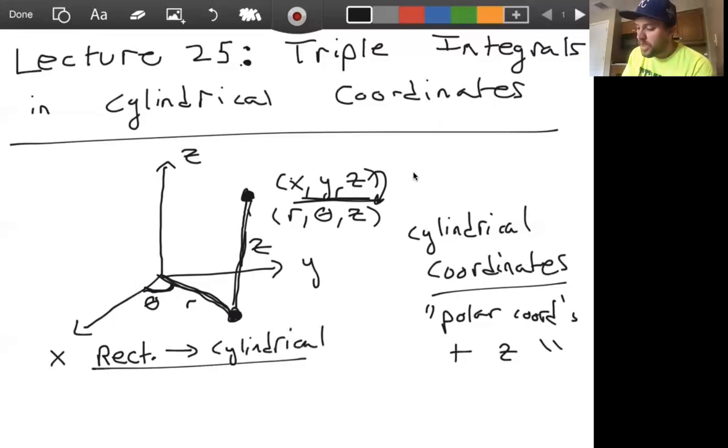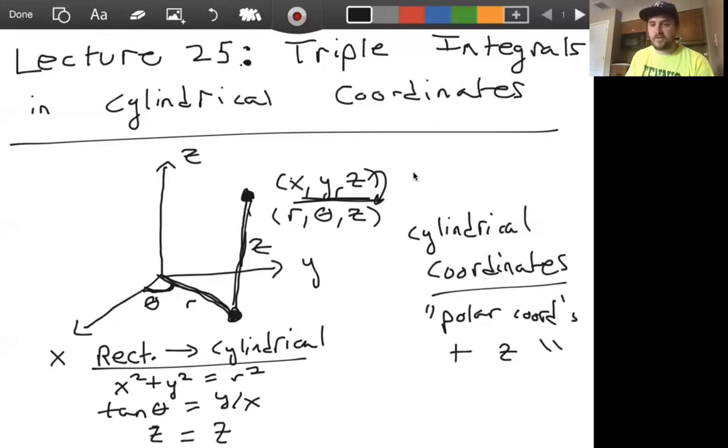So let's go from rectangular to cylindrical. Well, if you remember from polar coordinates, we have that x squared plus y squared equals r squared. And then we have tangent of theta equals y over x. Hopefully we're familiar with these. And then we also have that z equals z. And so for the conversion from rectangular to cylindrical and vice versa, you'll notice that z is unchanged. And so really we are just thinking about, instead of xy coordinates, let's think about polar coordinates for those two variables.